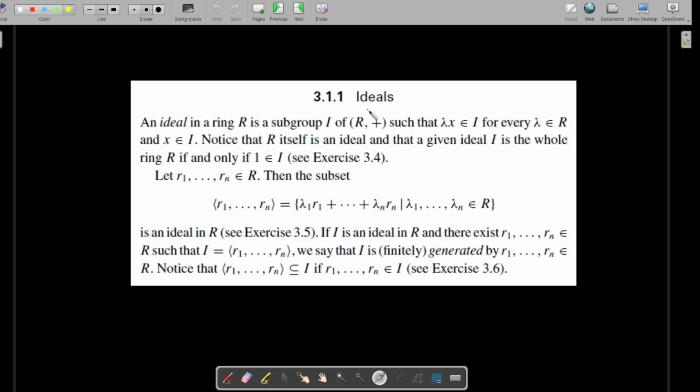Now let us have a new concept called ideals. An ideal in a ring R is a subgroup I of R under addition such that lambda into x belongs to I for every lambda belonging to R and x belonging to I.